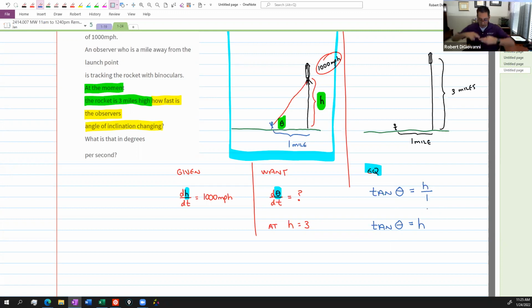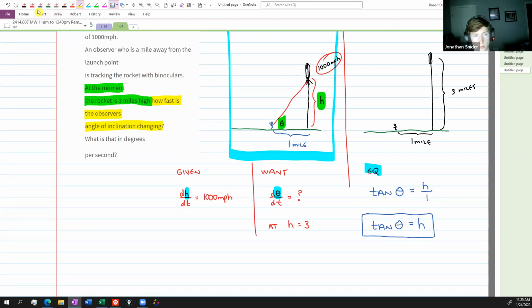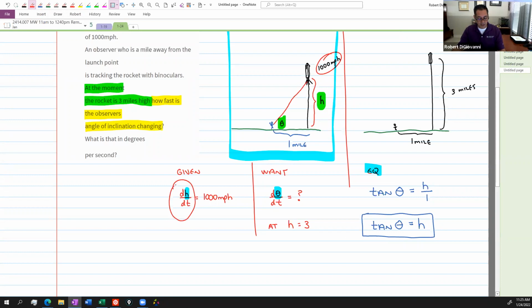We have the equation, right? It connects theta and H together. So what do we do now that we have the equation? We want to know dH/dt and d theta/dt, right? We want to know how these variables change with respect to time. So what am I going to do with the equation?